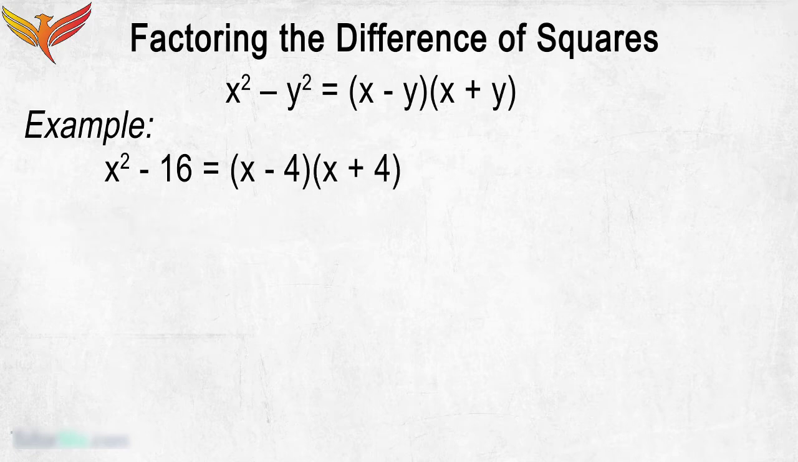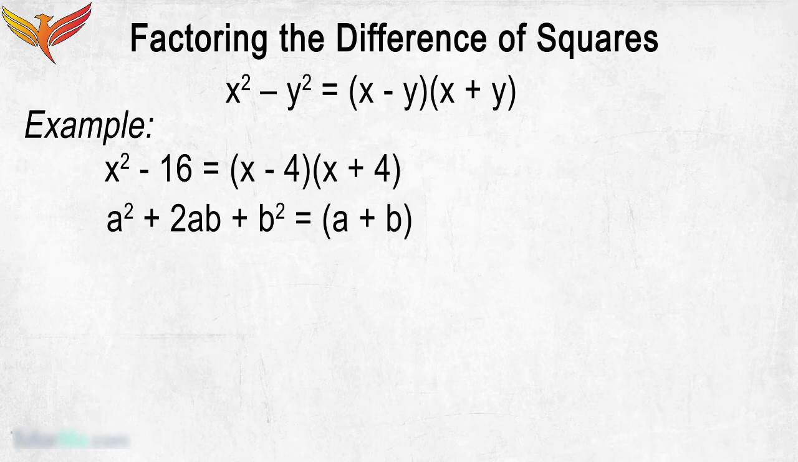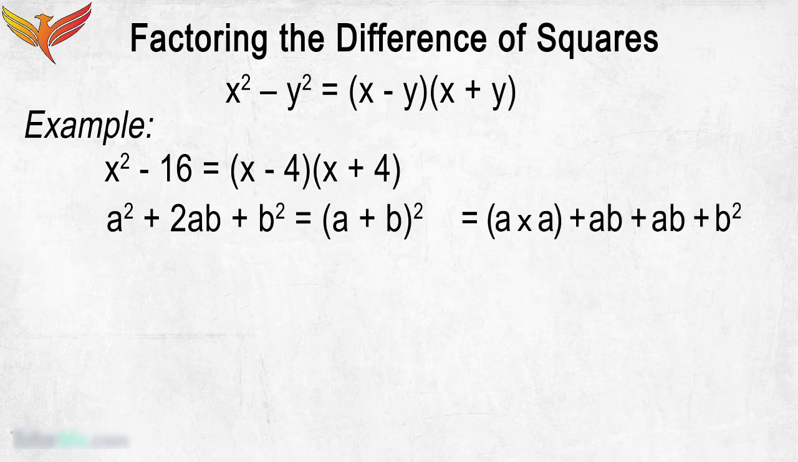Let's take a look at another example. A squared plus 2ab plus b squared. Now, because this equation doesn't feature subtraction, the answer is going to look slightly different. Instead of two sets of parentheses, one with addition and one with subtraction, we'll have a single term, a plus b, but it will be squared. So our final answer will look like this, a plus b squared. If you distribute a plus b times a plus b out, you get a times a, which is a squared, plus ab plus ab plus b squared, which simplifies to a squared plus 2ab plus b squared.